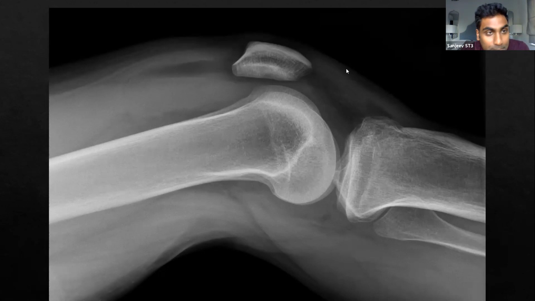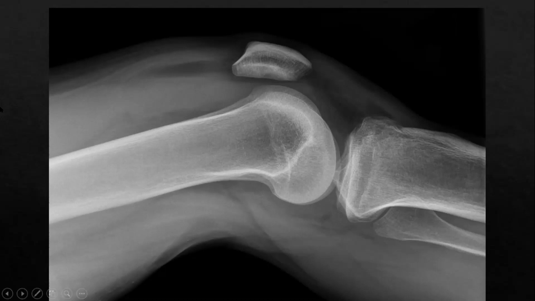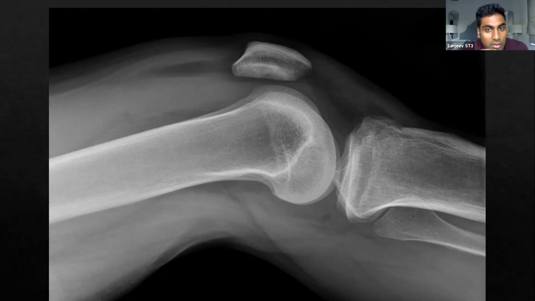Any answers yet? So we have a fat pad sign or a sail sign from Ellie. Okay, so sail sign is interesting. It is roughly the same entity, but a sail sign only happens in the elbow. So you don't call it the sail sign here, which is the knee, but it represents the same thing.